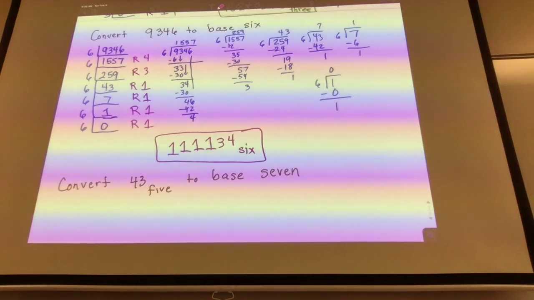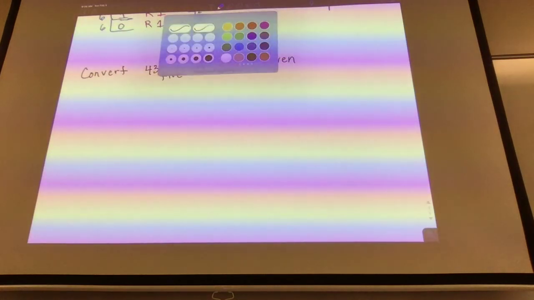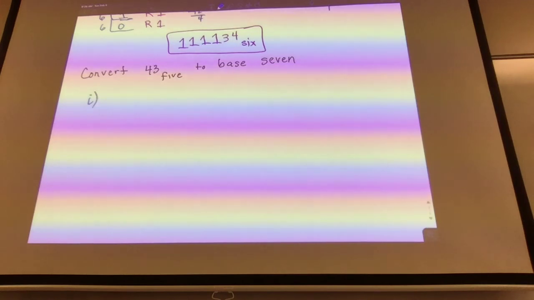So 43 base 5. First thing we have to know is, well, what is that value? So we'll take 43 base 5.